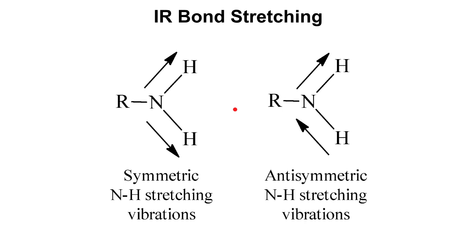Now you can also have the antisymmetric or asymmetric stretching. And in a case like that, you've got one of them that's in that return mode and the other one is being stretched out. So you can imagine it's sort of going back and forth, but it's not in sync with the other bond. They're alternating when they're doing that. So those are the two different stretching patterns that can occur.